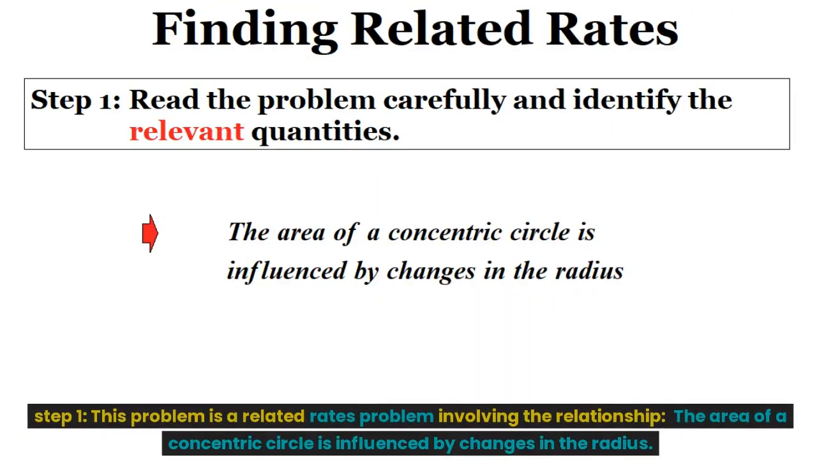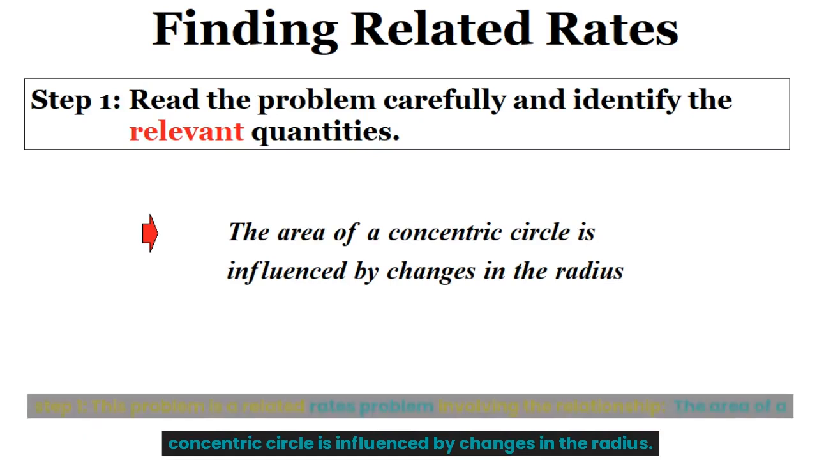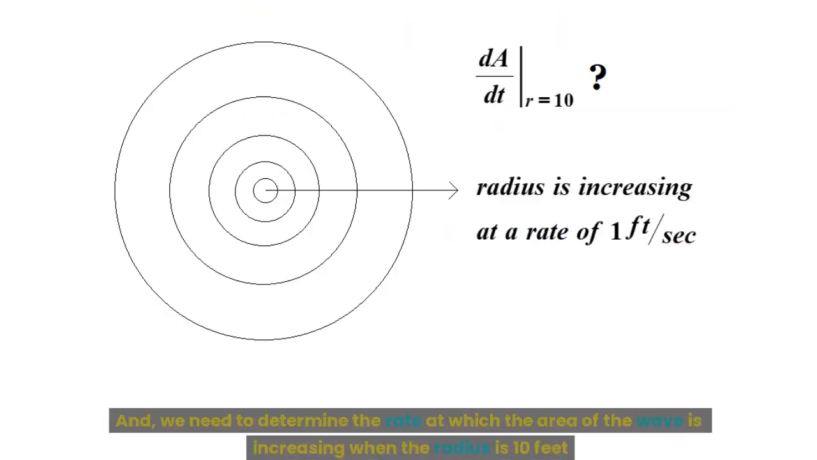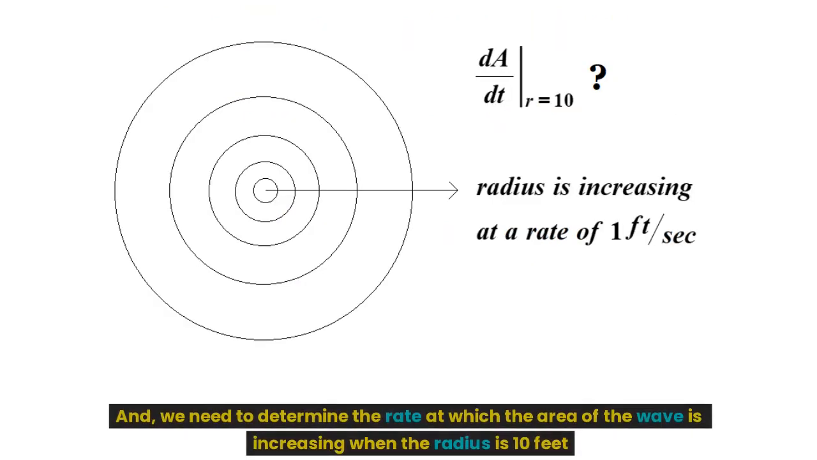Step 1. This problem is a related rates problem involving the relationship. The area of a concentric circle is influenced by changes in the radius. And we need to determine the rate at which the area of the wave is increasing when the radius is 10 feet.